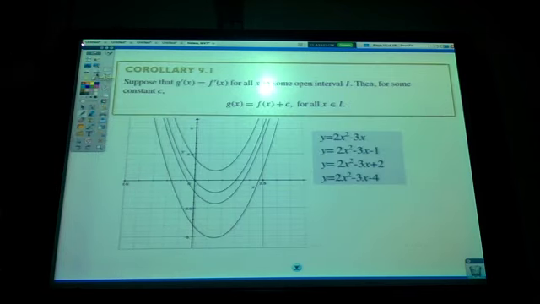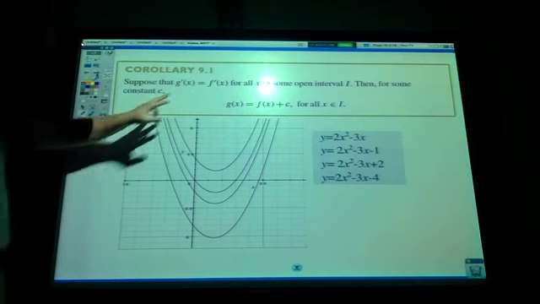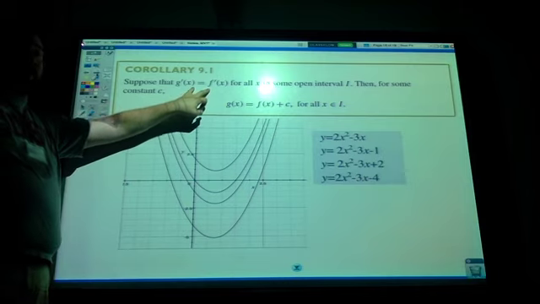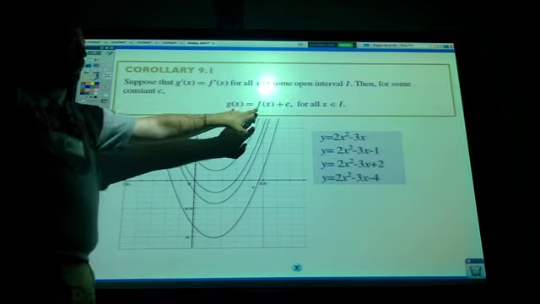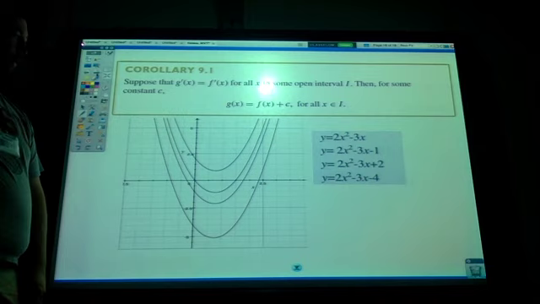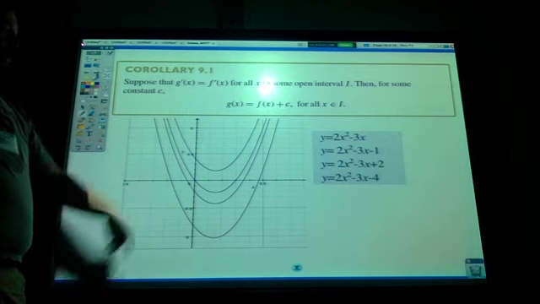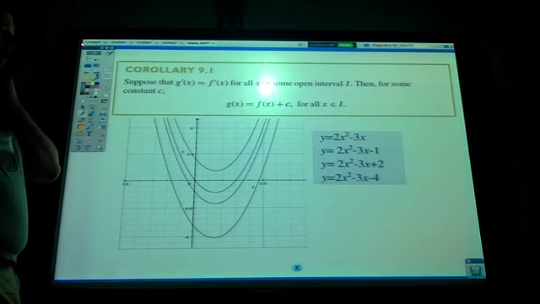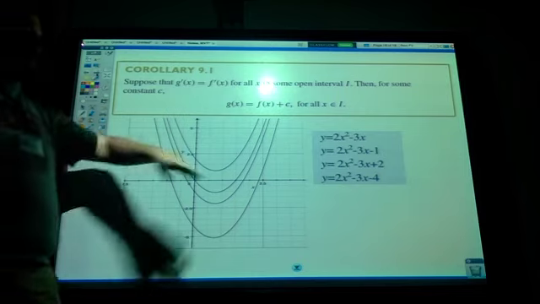The corollary, which means it follows directly from that, says almost the same thing, except it's not just a derivative of 0. It says if two functions have exactly the same derivative, then those functions are either exactly the same or they differ only by some constant added to the end. Notice all these functions are parabolas. Their derivatives will be exactly the same because their slopes are exactly the same at the same points, but the functions are all different.